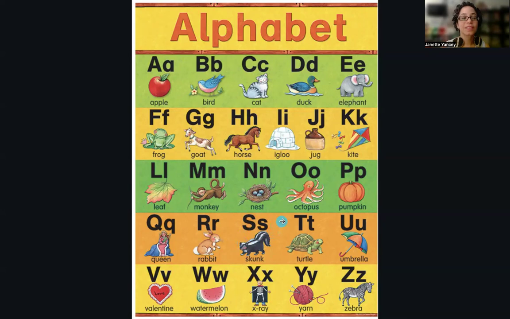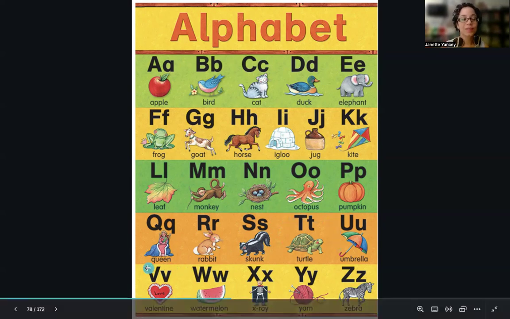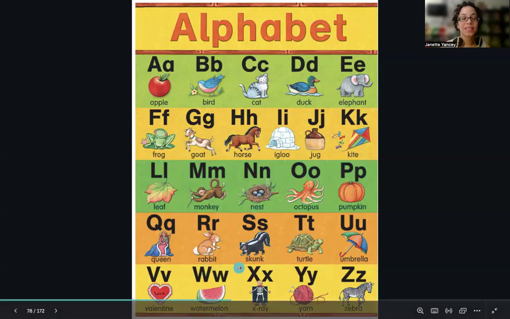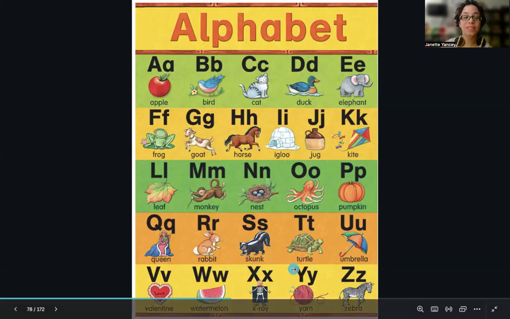Skunk. T, turtle. Umbrella. V, Valentine. Watermelon. X-ray. Yarn. Zebra. How did you do? ¿Cómo le fue? Very good. Excellent. Moving on.